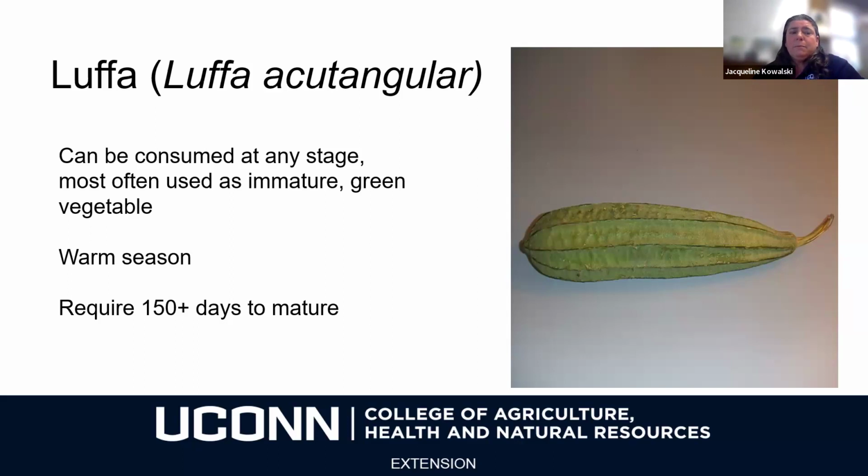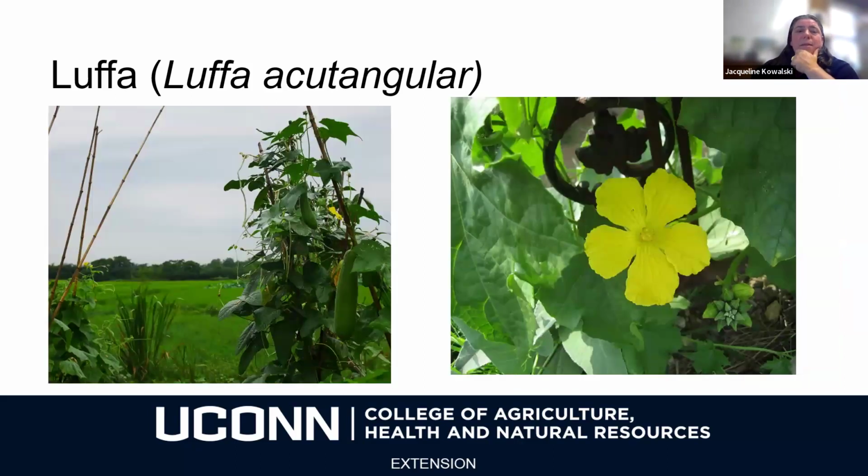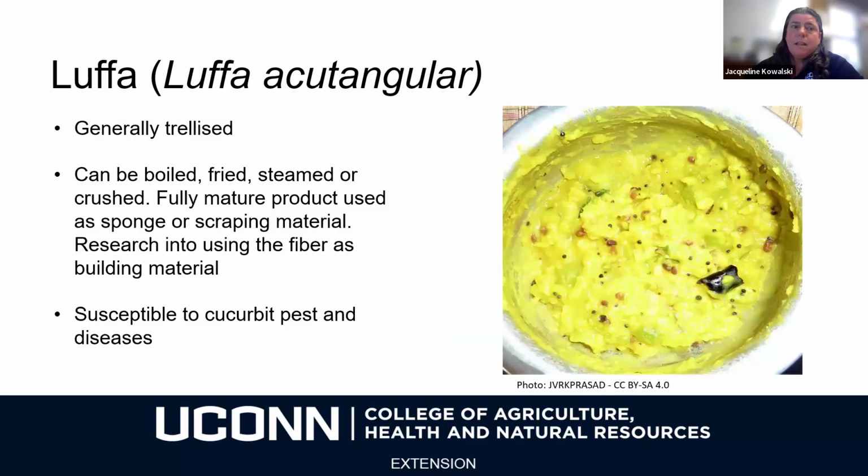It does prefer a warm season. And if you're going to grow it, do keep in mind that if you want it to completely mature to a sponge, it's going to take probably 4 months to do so. But it is a nice crop to grow on fences and things of that nature. And there are a couple different pictures. It's in the cucurbit family, so it has a lot of similarities. You can have the same cucumber pests. Generally, it's going to be trellised.